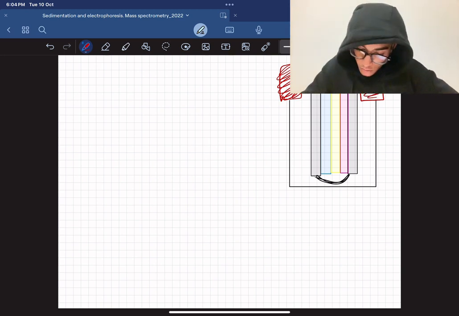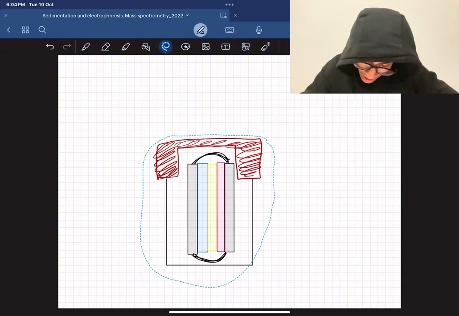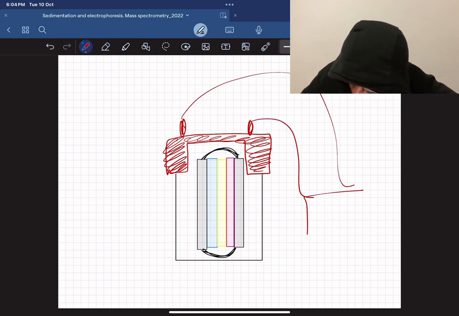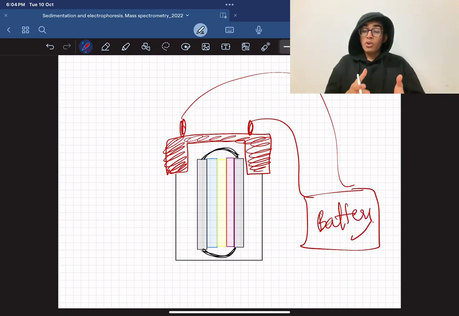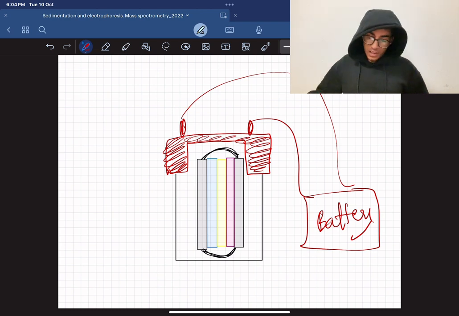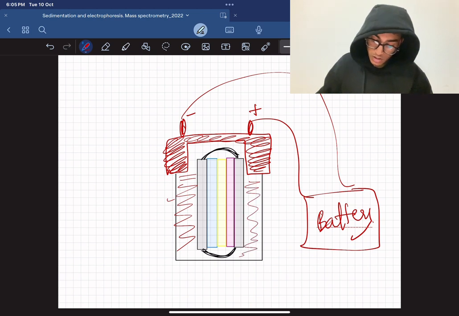And then you do... This is a bit too up. Okay. And you attach this to two electrodes, connected to a huge battery. And you do electrophoresis on this. This is the negative terminal, positive terminal. This is filled with a solution, obviously, some sort of a buffer solution.